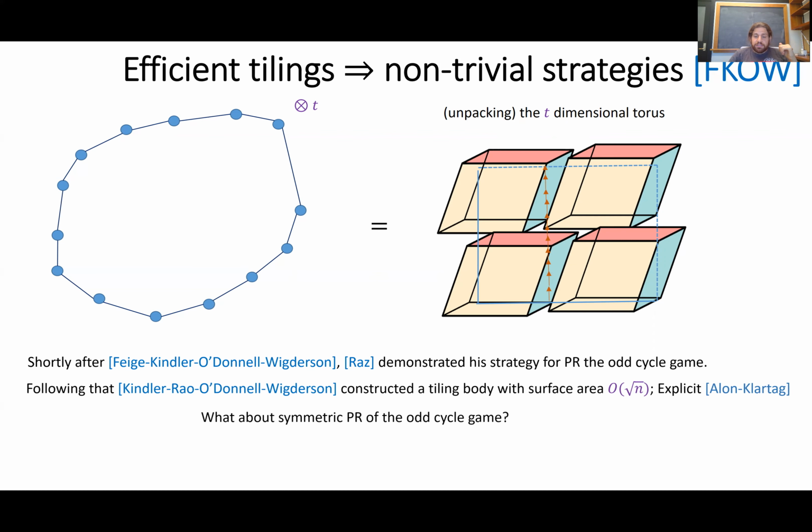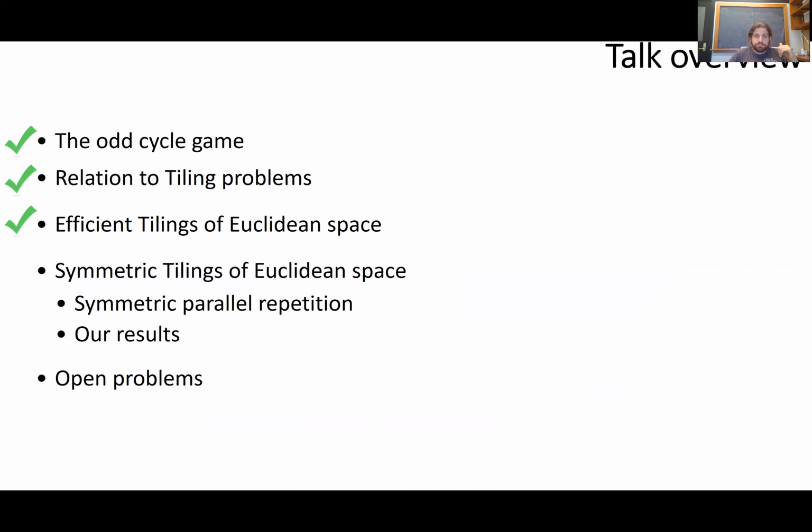So the question that we ask ourselves in this work is, what about a symmetric version of the odd cycle game? How does this perform, and how is the related tiling question solved? So next up, I'm going to talk about symmetric tilings for Gaussian space, symmetric repetitions, and our main results.